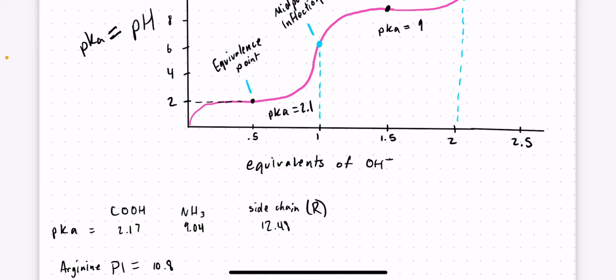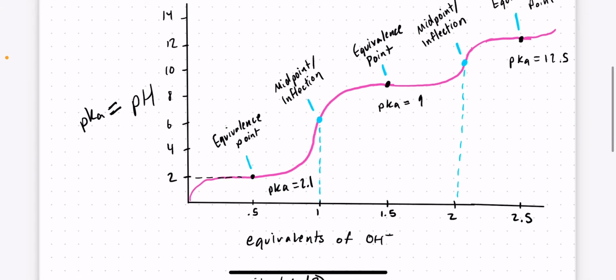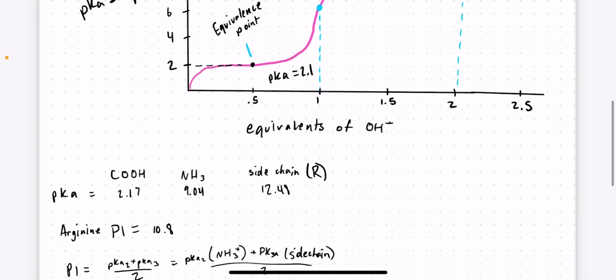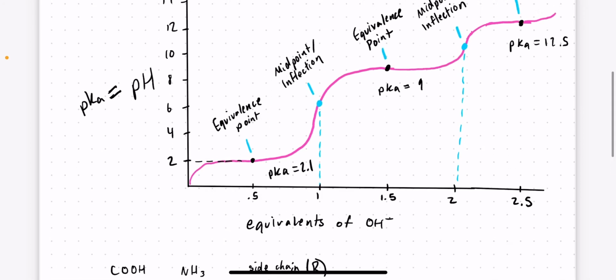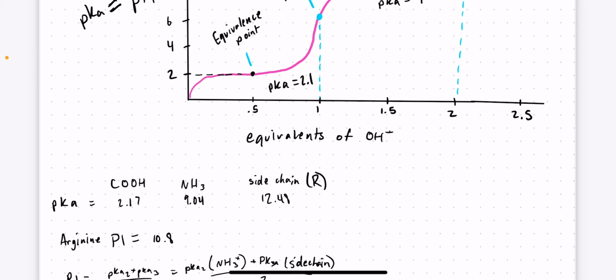And as we add more of our base, we hit our first midpoint or the inflection point, and this is going to be where the concentration of the base and the acid are the same, and the COOH has been completely deprotonated. So moving up our curve, adding more of the base, we get to our pKa of around 9, and we hit our second equivalence point. It's going to be 3 equivalence points for 3 pKas. This is going to be where there's 50% of the NH3 and 50% of that side chain.